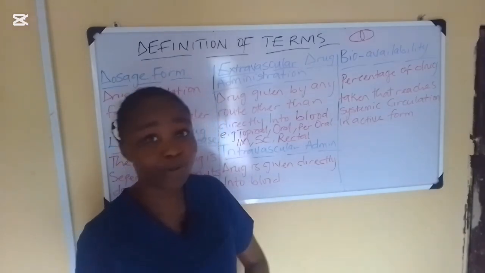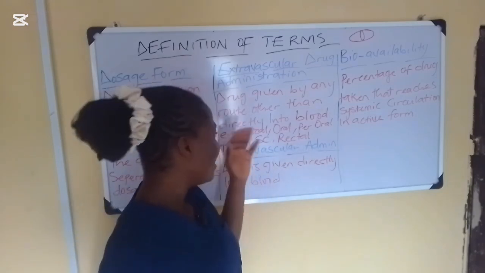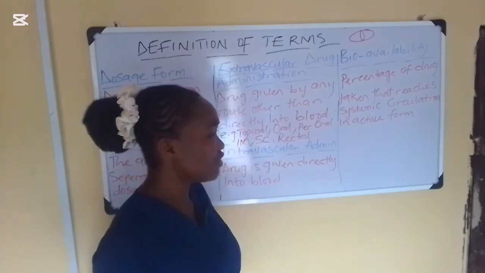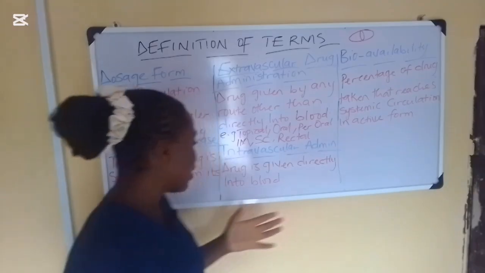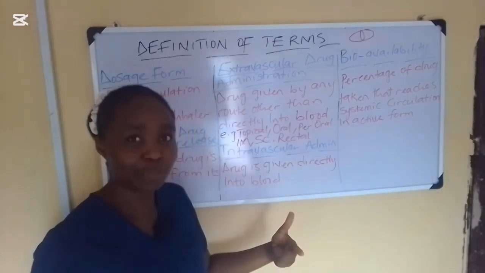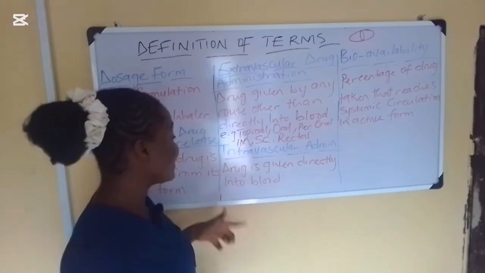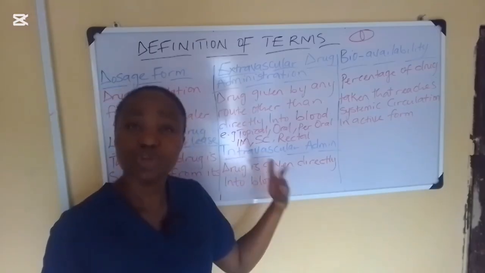From there to the systemic circulation. From there it is distributed all around the body. Now, what about a drug that is intravascular? This time around, we are trying to get the drug directly into the bloodstream. So we are not confused. We want the drug this time around to get directly into the blood.